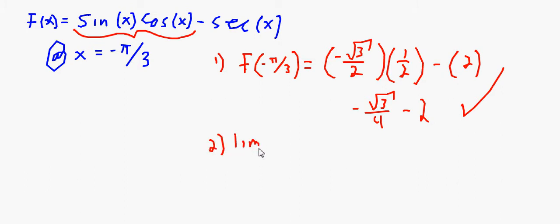Well, in this case, I don't even need you to do anything crazy. Just the limit as x goes to negative pi over 3 of f of x. Now, if this was something weird, like a piecewise function, you can go ahead and do the left side limit, right side limit, and all that. But in this case, we can just plug this in and get an answer back out, and we're going to get the same thing we just got up here.